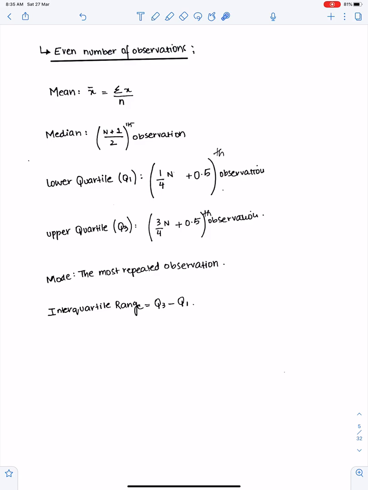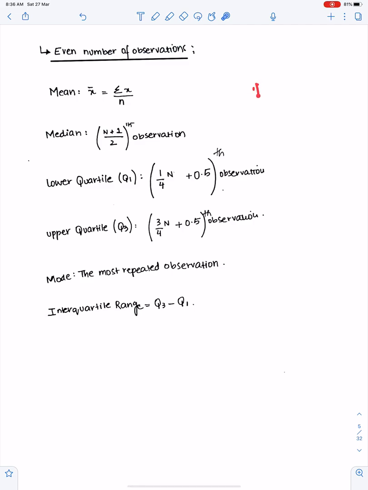Ungrouped data and for an even number of observations. See, the formula of mean is unchanged, the formula of median is unchanged, but very important, the formulas of quartiles have changed. So this is the formula of lower quartile. It's n upon 4 plus 0.5th observation. And for Q3, use this formula, 3 upon 4 n plus 0.5th observation. And this is the formula of IQR.